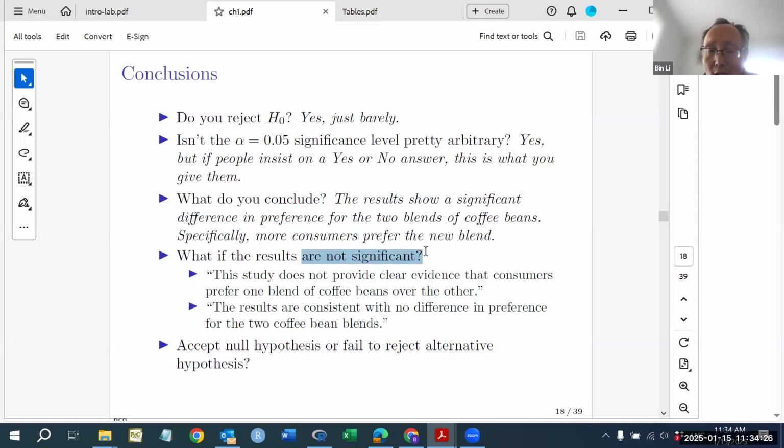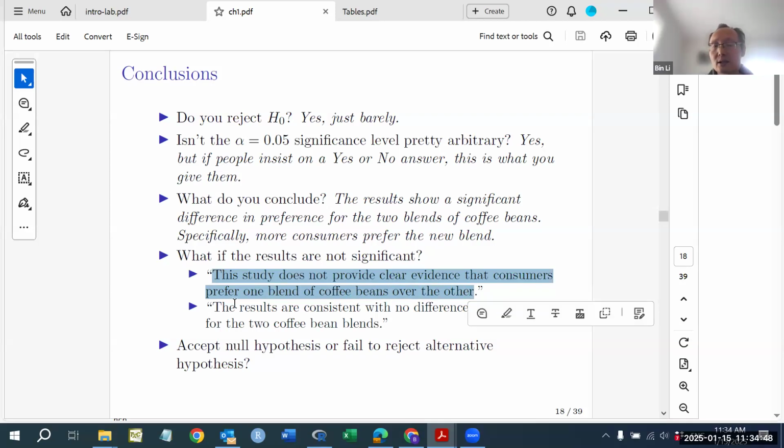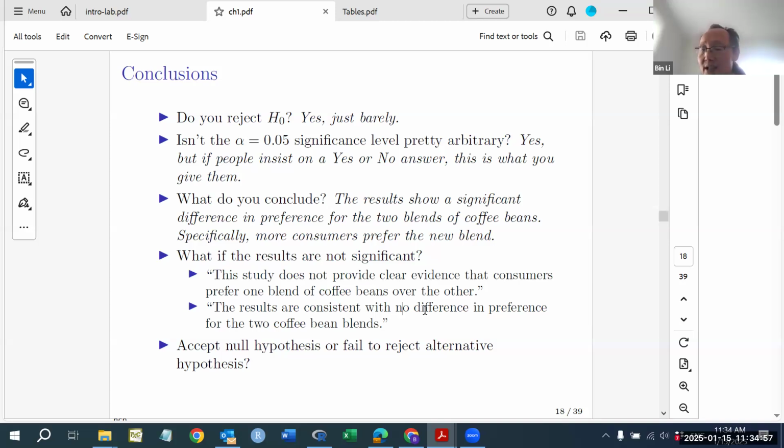And what if the results are not significant? Should we say we accept the null hypothesis, or what should we say? We can usually say this study does not provide clear evidence that consumers prefer one blend of coffee beans over the other. Okay, so the results are consistent with no difference. But this doesn't mean that the null hypothesis is true, or that the alternative hypothesis is false.